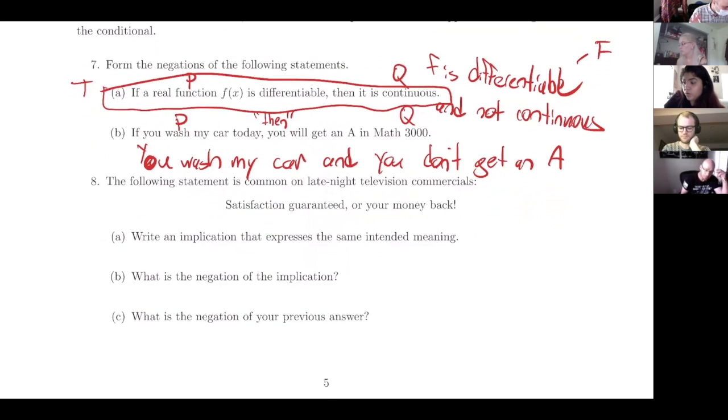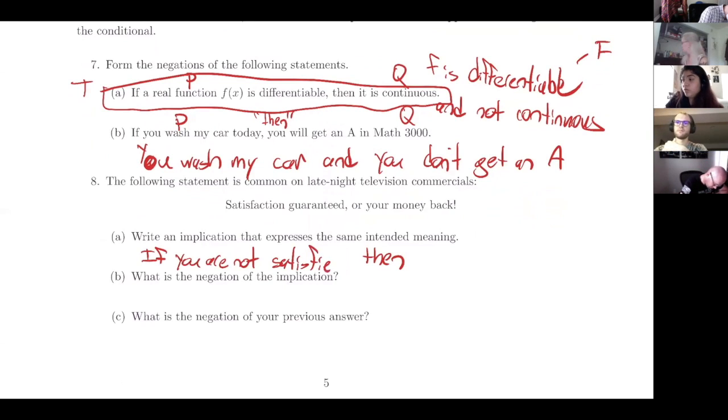Okay, so anyone think of an implication that we could write to express satisfaction guaranteed or your money back? If you are not satisfied, then you will get your money back. Okay, if you are not satisfied, then you get your money back.